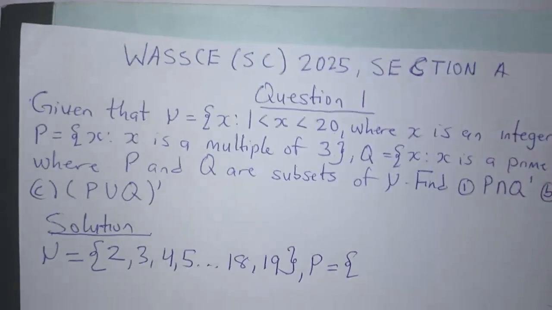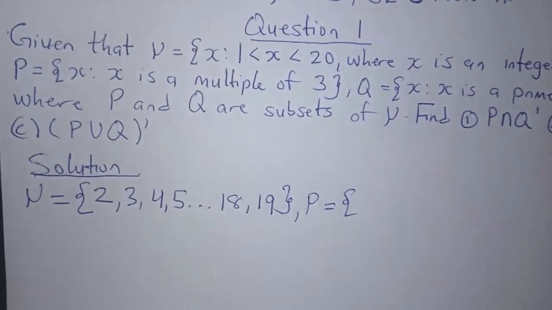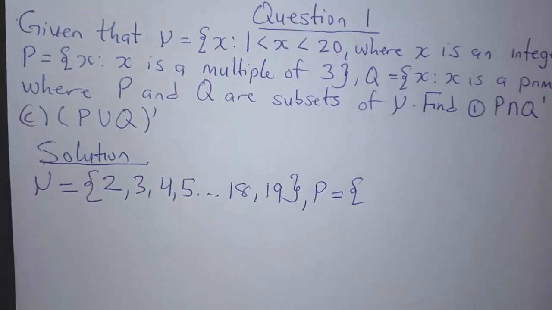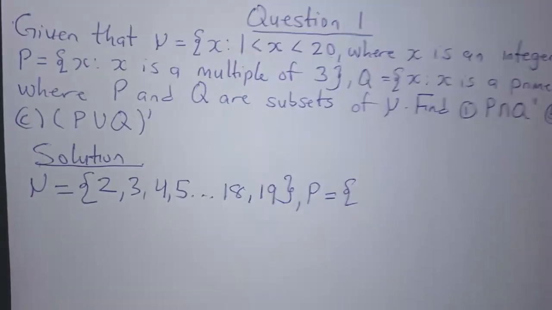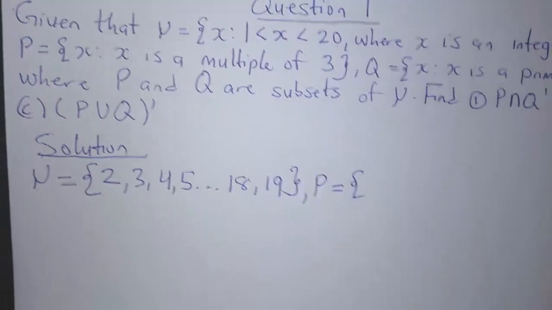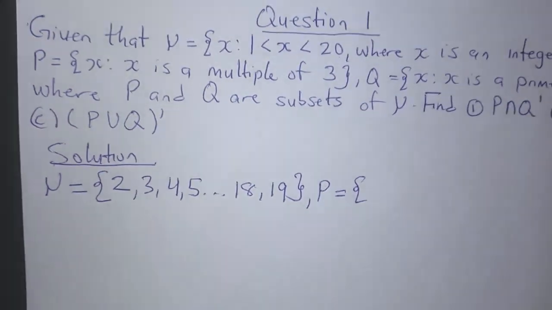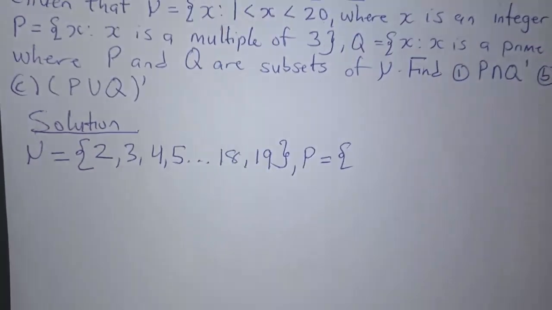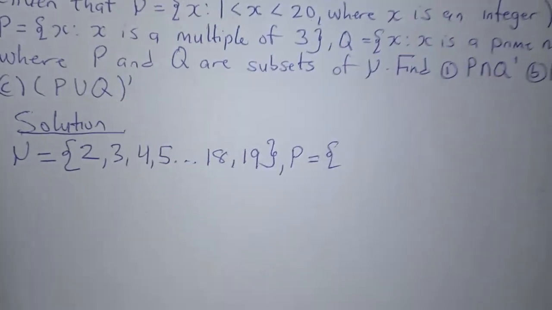So once we pick the numbers here that are multiples of 3, those will be the elements of set P. So what are multiples of 3? It means you know your multiplication table of 3. 3 times 1, 3. 3 times 2, 6. 3 times 3, 9. So 3, 6, 9, 12, and so on like that. Those elements are multiples of 3.